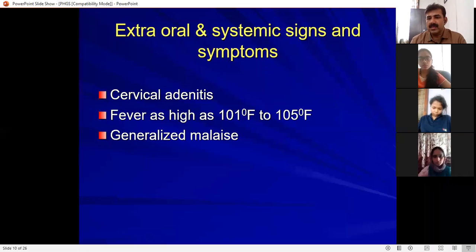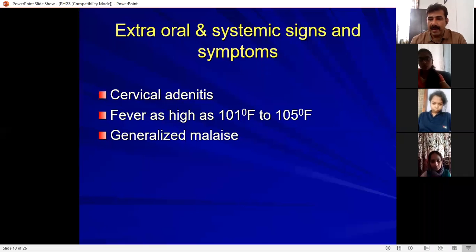And along with that, some extraoral symptoms may also be seen. One is generalized malaise, and there may be very high fever, as high as 101 degrees Fahrenheit to 105 degrees Fahrenheit. And along with that, the regional lymph nodes also may be enlarged. That is, cervical adenitis may also be seen.